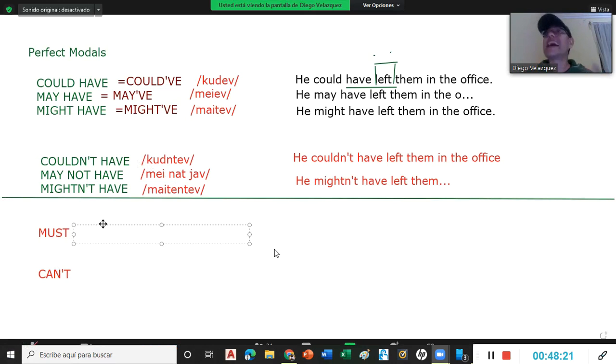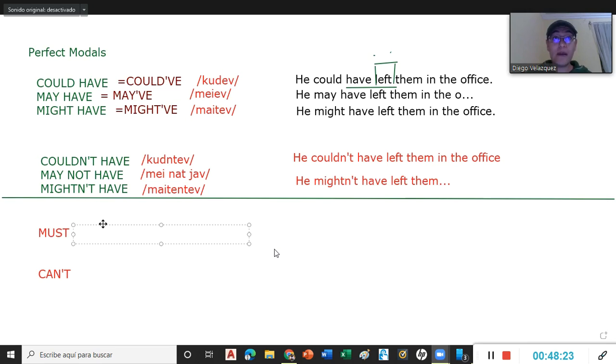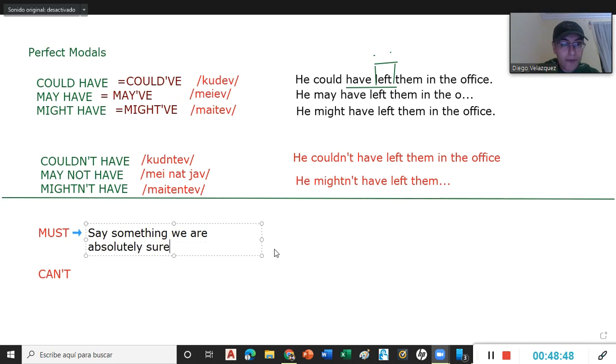Now, in the case of must as a perfect modal, guys, attention, because these 2 that we have in here function differently from could, may, and might. What's happening in here? In the case of must, my friends, we use it to say something that we are absolutely sure happened in the past.